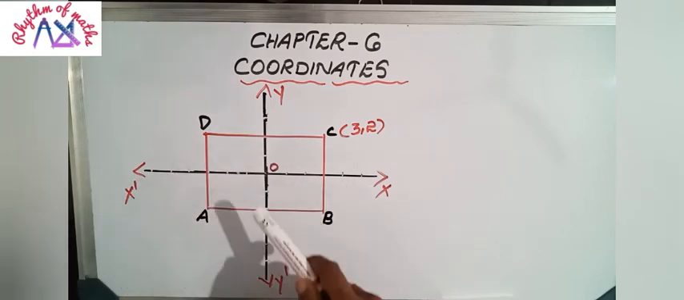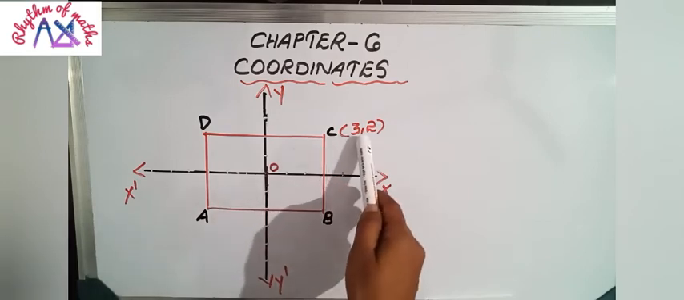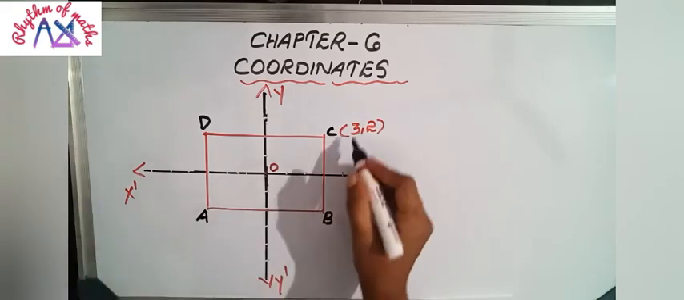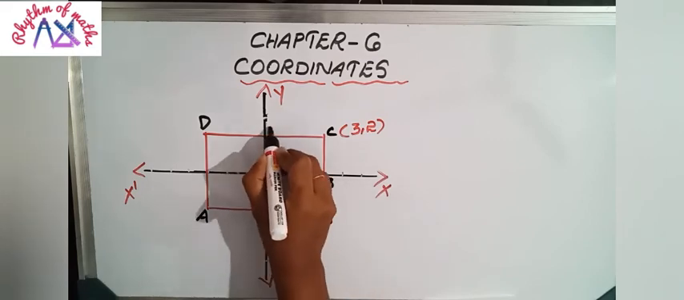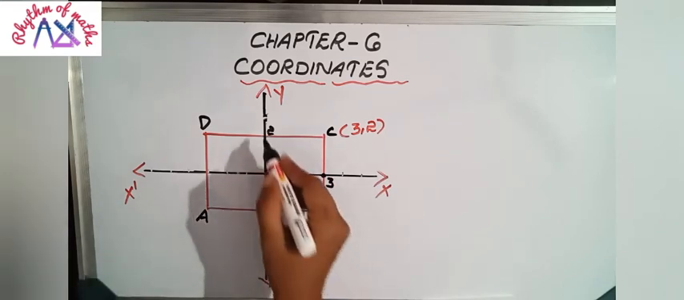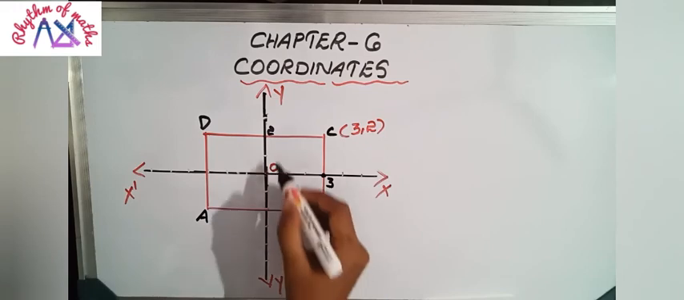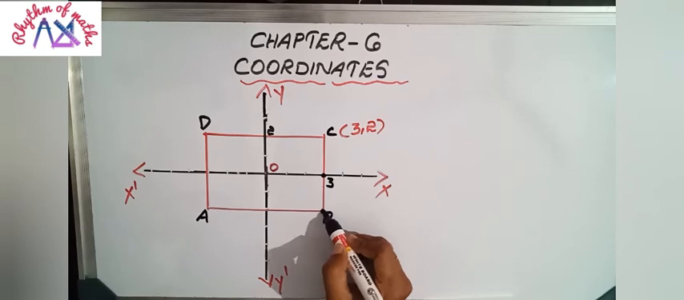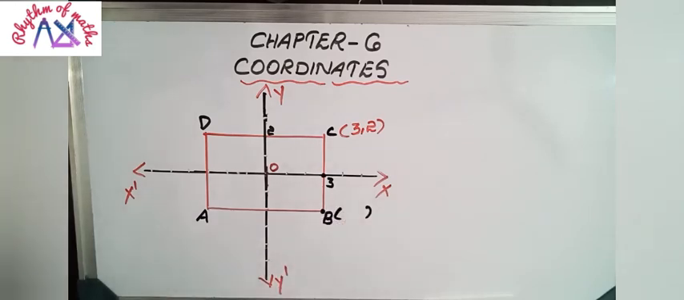Now in the rectangle, O is the origin, that is also given. O is the origin, and the C coordinate is (3, 2). That means this point will be what? (3, 2) means this point will be 3 and this number will be 2. Now towards down, we know it is negative numbers. So here total 3, this point will be what? How will we find the coordinate of this point?